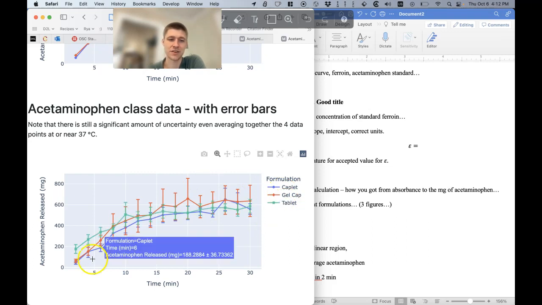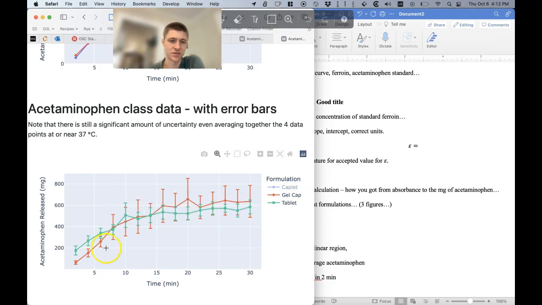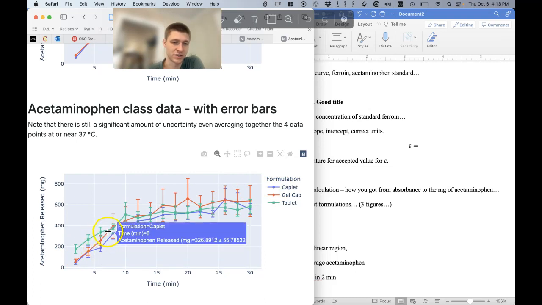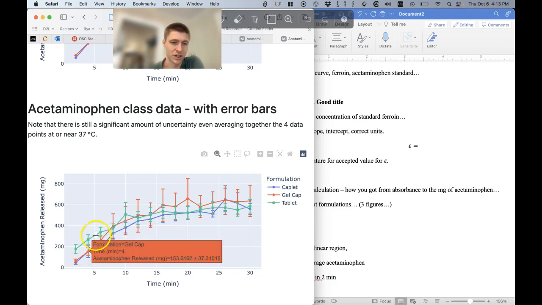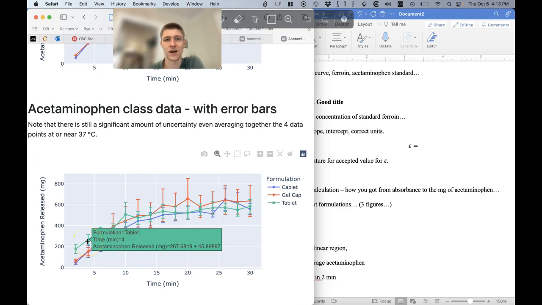The tablet, on the other hand, is a different line compared to either of the other two. You can see that the initial release of the tablet is way outside of the error bars. That does seem like a very significant result: the tablet is releasing significantly faster than either of the other two. Those error bars don't overlap at all in the first 2, 4, 5 minutes. So that's a significant finding.